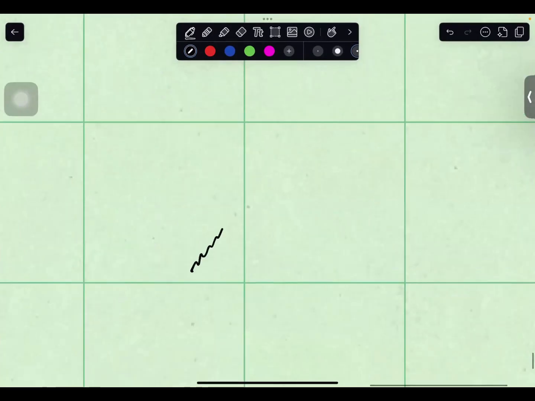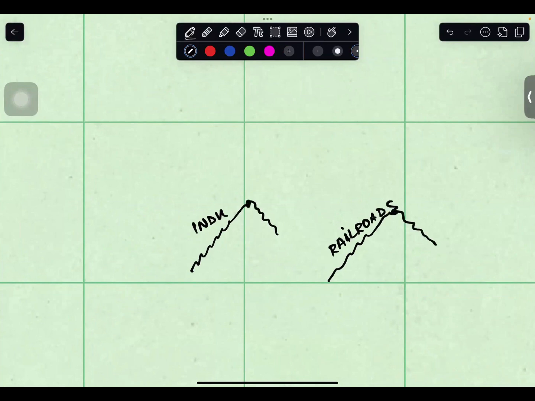Let's say this is the industrials and these are the railroads. I'm still going to call them railroads. Let's say they make a peak and they fall, they make a peak and they fall. Now, the industrials start rising and go above this particular peak, and the railroads also start rising, but they have not gone above this particular peak.